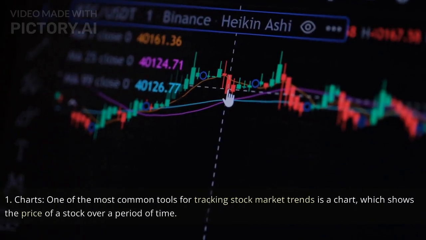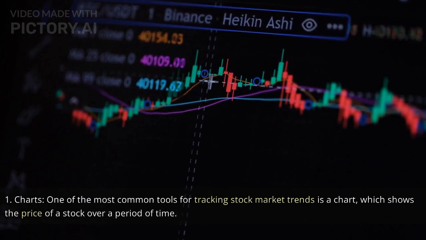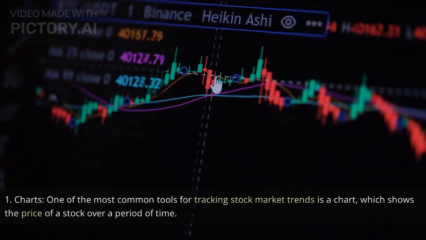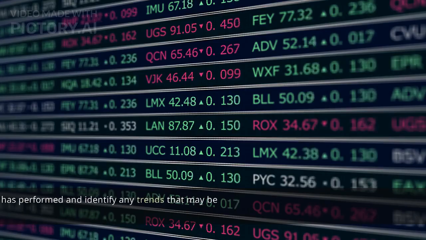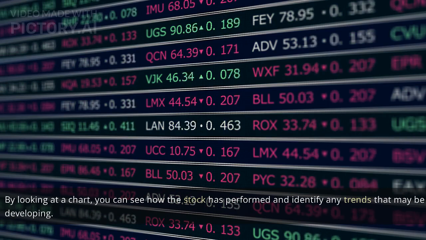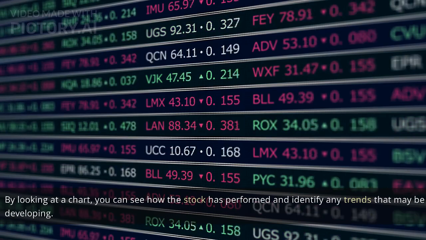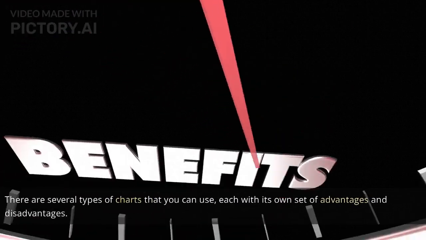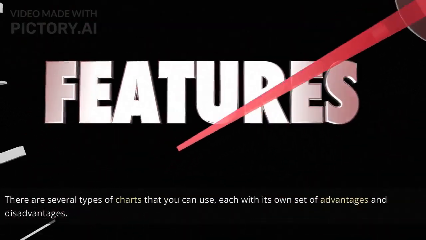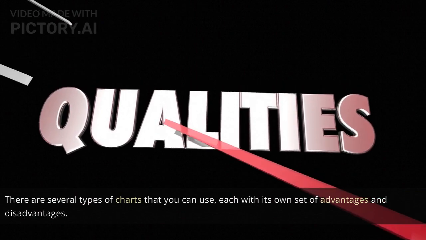1. Charts. One of the most common tools for tracking stock market trends is a chart, which shows the price of a stock over a period of time. By looking at a chart, you can see how the stock has performed and identify any trends that may be developing. There are several types of charts that you can use, each with its own set of advantages and disadvantages.